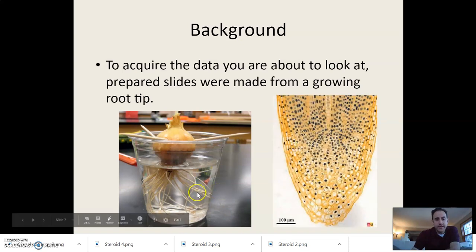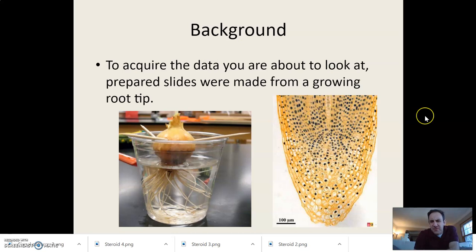They take that little tip of root, cut it off with a scalpel, slice it into really thin sections, and stain it with some dyes and chemicals that stain the nucleus so that you can see the DNA. The microscope slide would look something like this at fairly low power. All these little black circles are actually the DNA, the nucleus of the cell.